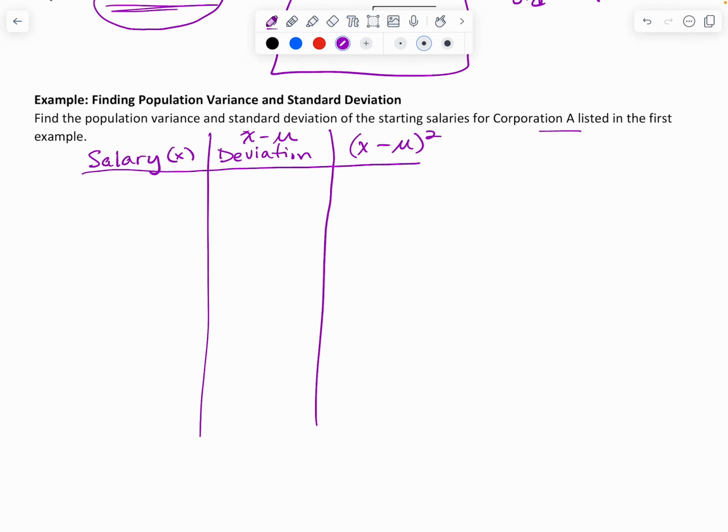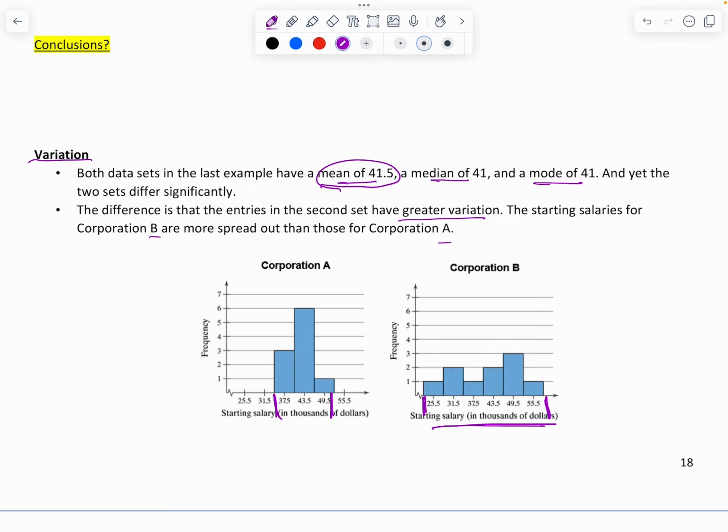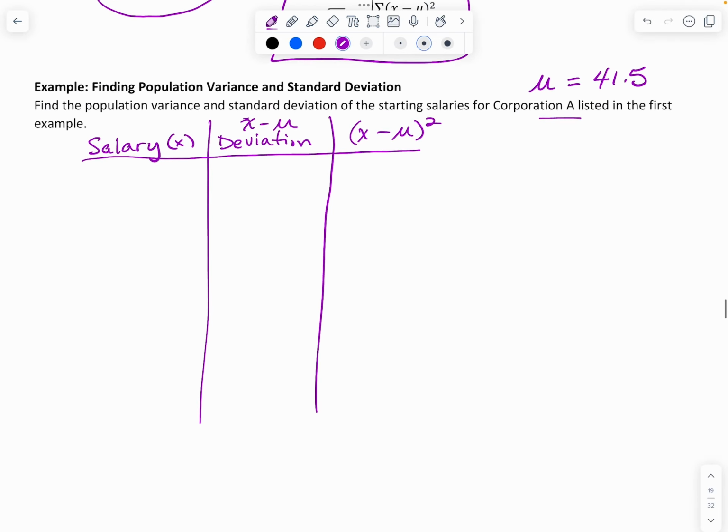And remember that we found the mean. They told us that the mean was equal to 41.5. So that was told to us back here where it talks about the mean being 41.5. So my salary then, I had 41,000, I had 38,000, I had 39,000, I had 45,000, 47,000, 41,000, 44,000, 41,000, 37,000, and 42,000. That's what was given to us.